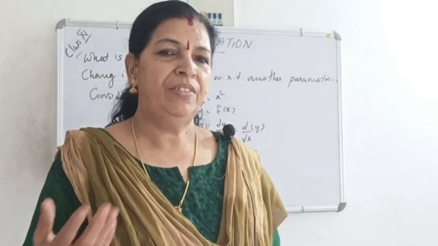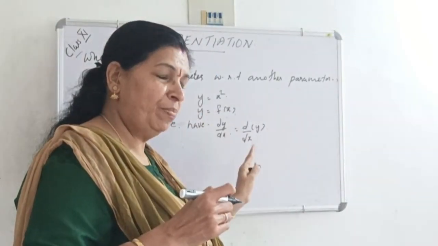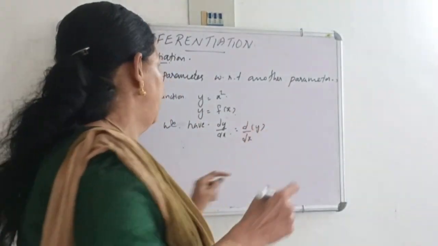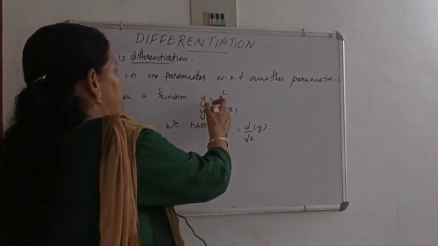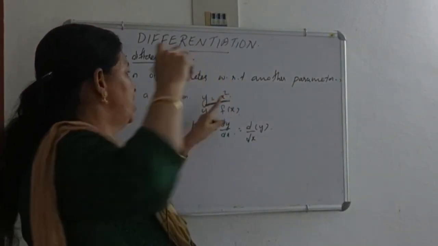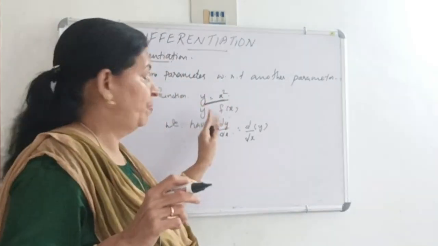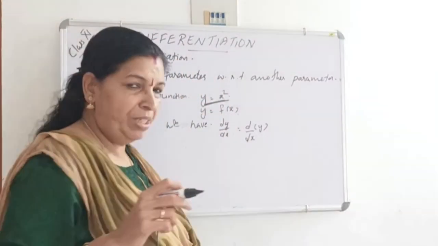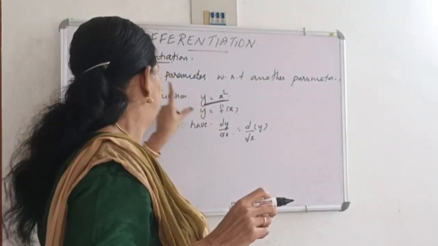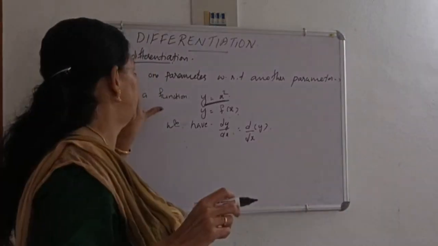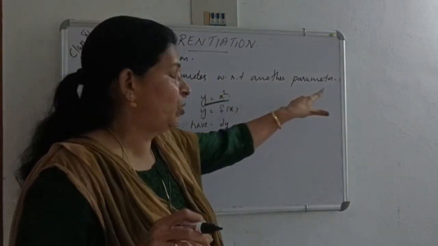What is differentiation? Differentiation means a change in a parameter. For example, we consider a function y in terms of another parameter, meaning a changing variable. Here y and x are parameters. Differentiation means change in one parameter with respect to another parameter.